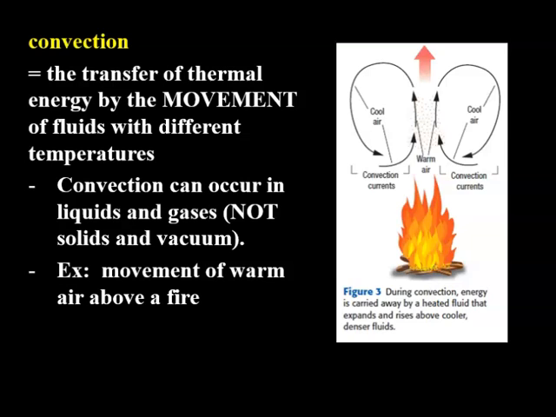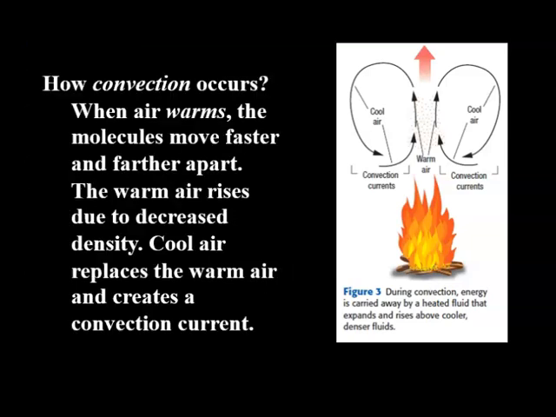An example would be like the movement of warm air above the fire. How does convection occur? When you have a fire, the fire warms the air directly above it, and as that air warms, the particles move faster and they move farther apart. As a result, they become less dense. The warm air rises due to its decreased density, and cool air replaces the warm air. As a result, it creates a convection current in which warm air rises and cool air replaces that warm air.